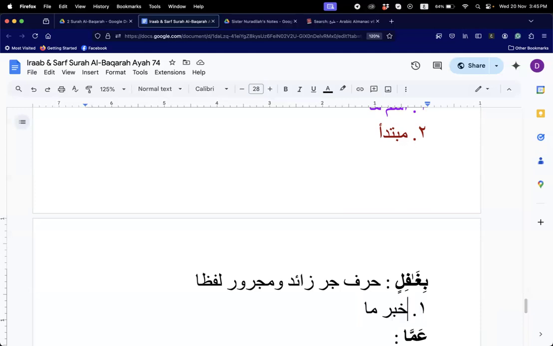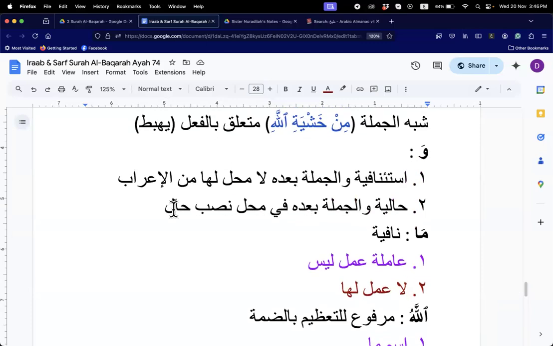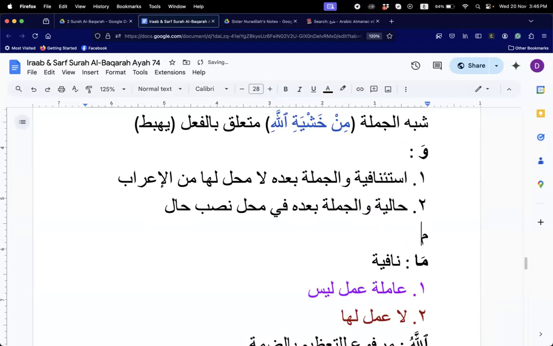Laisa. Okay, hold on. So if I have Muhammadun mu'allimun, Muhammad is a teacher, mubtada, khabar. If I put laisa in front, Muhammad is not a teacher: laisa Muhammad mu'alliman. Laisa is like kana, right? Ism kana, khabar kana. Khabar kana is nasab, not rafa. So same thing for laisa.